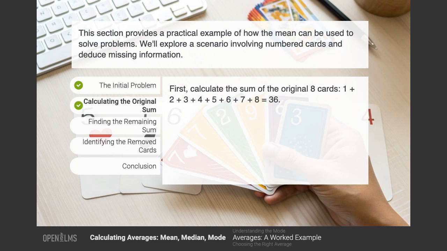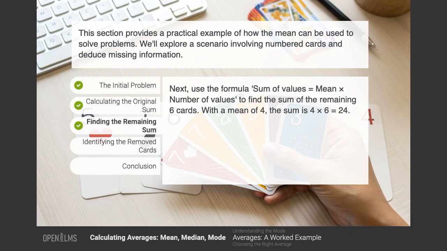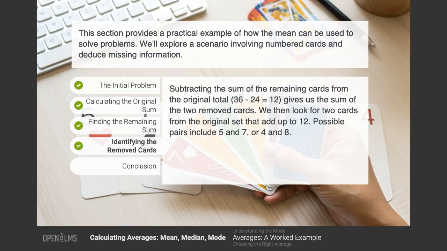First, calculate the sum of the original 8 cards. 1 plus 2 plus 3 plus 4 plus 5 plus 6 plus 7 plus 8 equals 36. Next, use the formula sum of values equals mean times number of values to find the sum of the remaining 6 cards. With a mean of 4, the sum is 4 times 6 equals 24. Subtracting the sum of the remaining cards from the original total, 36 minus 24 equals 12, gives us the sum of the 2 removed cards.